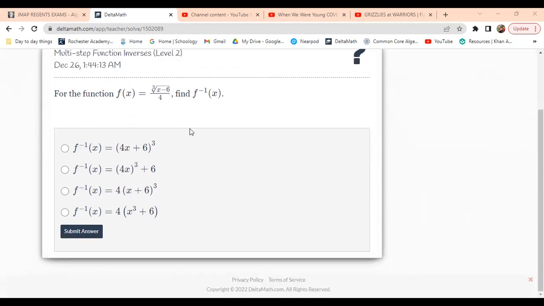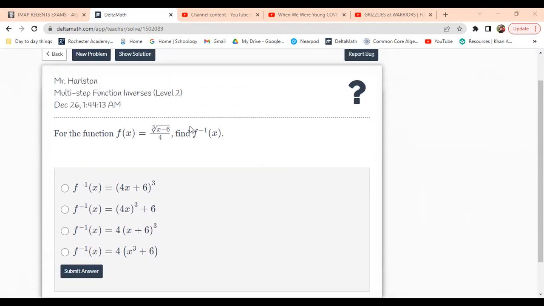All right, so what we have here is a level 2 from Delta Math. Let me write the problem down real quick. We have f of x is equal to the third root of x minus 6, divided by 4. And they want us to come up with the inverse. So let me bring up Delta Math.